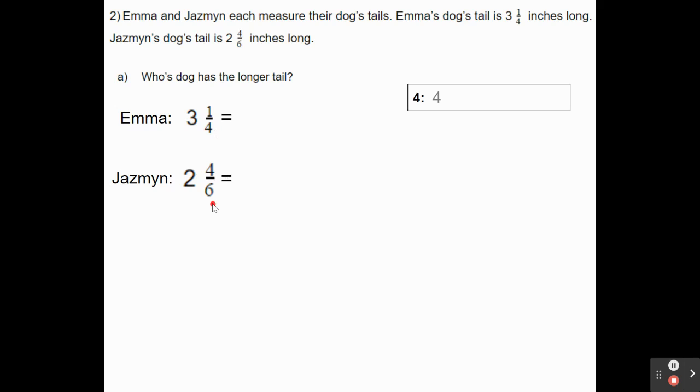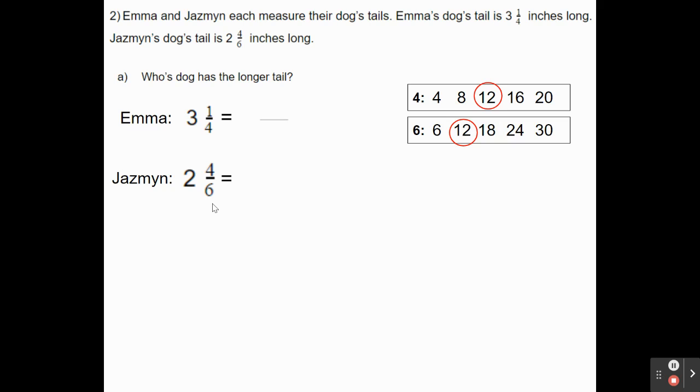We have 4, 8, 12, 16, and 20. Now we can list out the multiples of 6. We have 6, 12, 18, 24, and 30. When we look at both lists of multiples, we can see that 12 is the first multiple that's found in both lists. So that means we're going to create equivalent fractions where the denominator is 12.